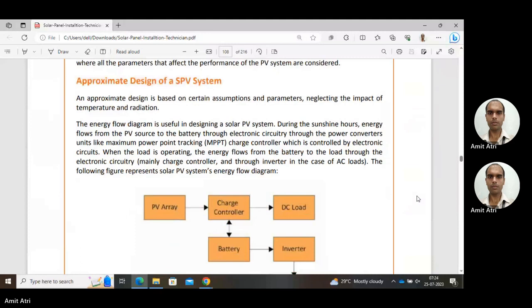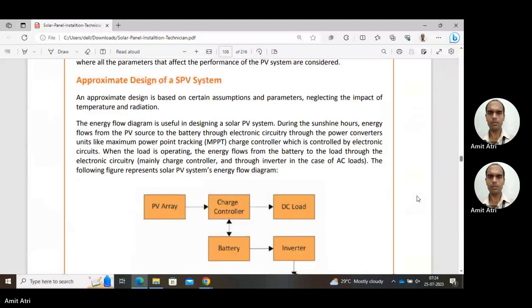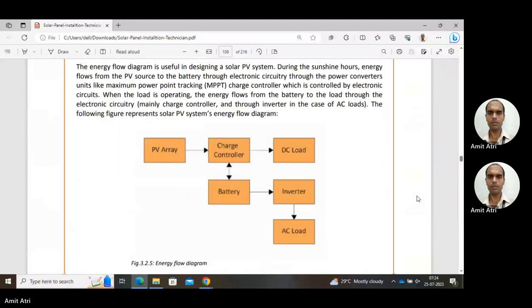Okay, so energy flow diagram. That is useful in designing the solar PV system. During sunshine hours, energy flows from the PV source to the battery through an electronic circuit, through the power converter. So what are these electronic circuits? Here it is shown in the diagram. This is the energy flow diagram. So PV array, from there a charge controller. We have discussed all of these components in detail, why they are used, in the previous units.